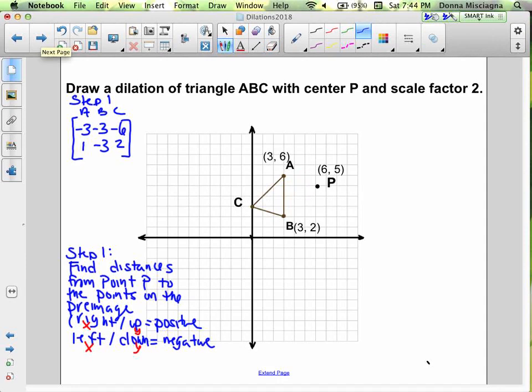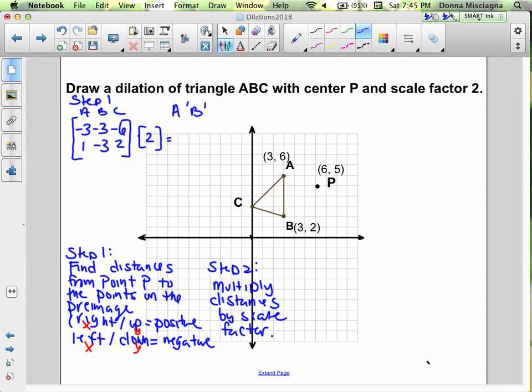All right, so step 2, we're going to multiply distances by the scale factor. That's going to give us the new distances. We're going to multiply those times our scale factor, which is 2. Then A prime, B prime, C prime, these ones are just distances. They're not the real coordinates. We got to convert them. I would call them something else, but I can't think of anything else to call them.